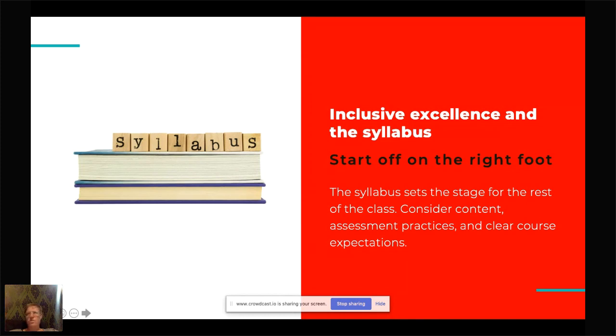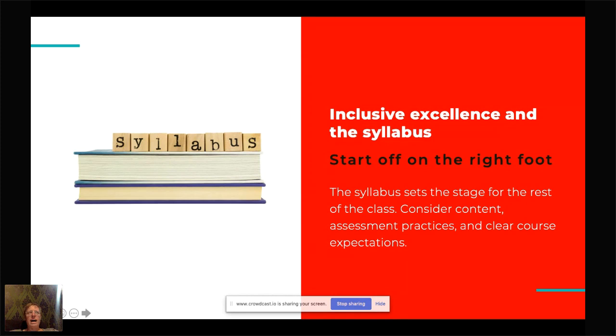And then in terms of course expectations, I think not only on the syllabus should you have your due dates for things, but think about what your policies mean in terms of inclusive excellence. So, for example, what is your attendance policy, and how does your attendance policy flex to allow for the experiences that a lot of our students have that impact their attendance?